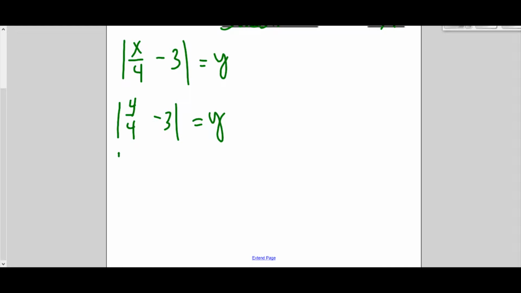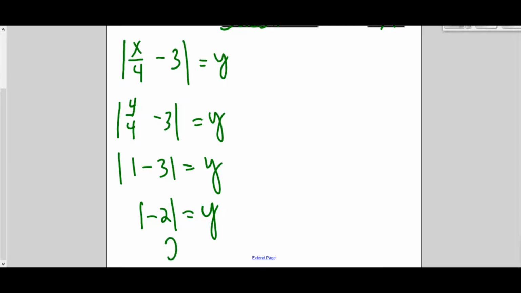Well, we know 4 divided by 4 is 1. So 1 minus 3 equals y. 1 minus 3, that's negative 2. So this is the absolute value of negative 2. Absolute value measures distance from 0. So if you have a negative inside, since you're measuring distance, it's going to take a negative number inside and make it positive, because distance is always positive. You never talk about negative distance. So here, the absolute value of negative 2 is just positive 2.